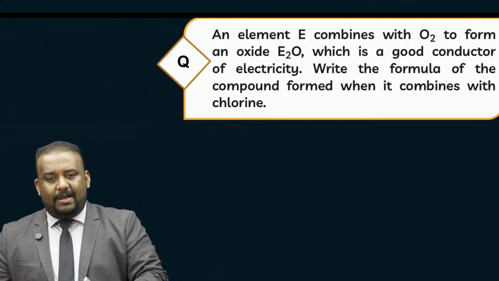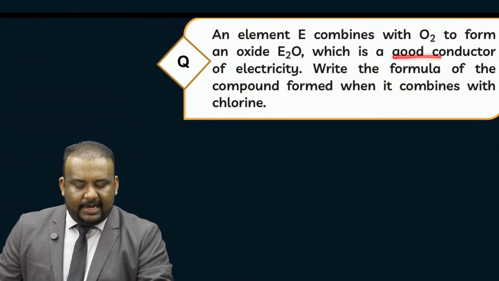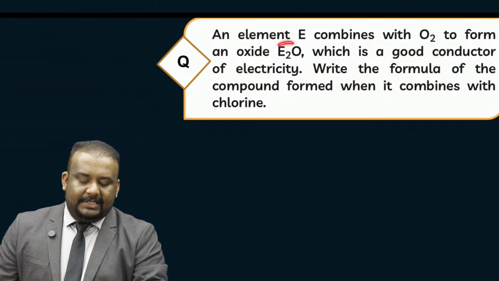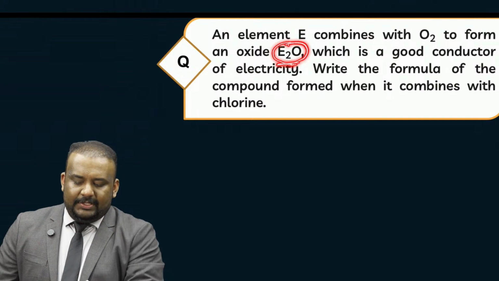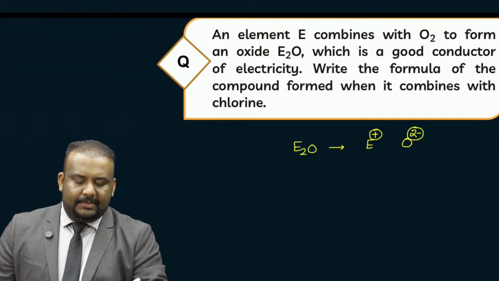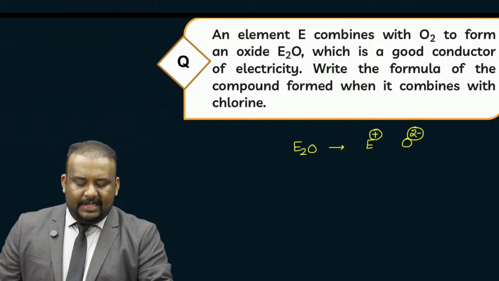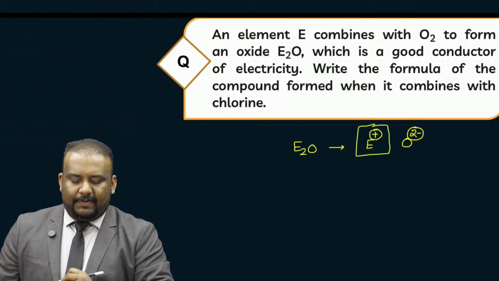An element E combines with oxygen to form an oxide E2O, which is a good conductor of electricity. The hint says it's a good conductor of electricity, so this is going to be an ionic compound. So if it is an ionic compound, we can split the ions. E2O will be formed by E+ and O2-. Correct? These are the ions. So from this we understand that the valency of the element is +1.